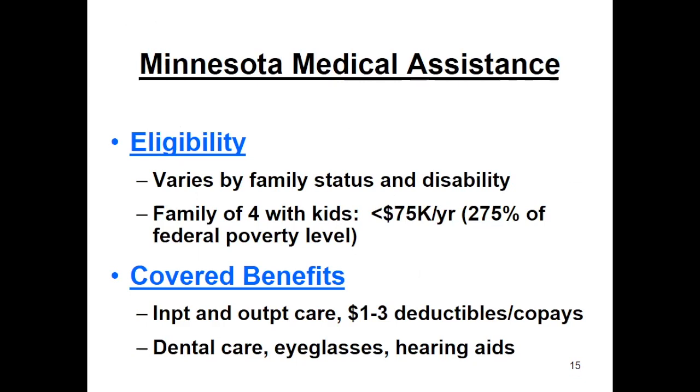Just a few more slides here on the situation in Minnesota. Minnesota Medical Assistance is run by the Minnesota Department of Health. The eligibility requirements in Minnesota are generally a little bit more liberal than you see in other states. To be eligible, you have to have a certain family status, a certain disability status, and a certain economic status. For a family of 4 with children, the threshold for medical assistance is if that family of 4 makes less than $75,000 per year, which happens to be 275% of the federal poverty level.